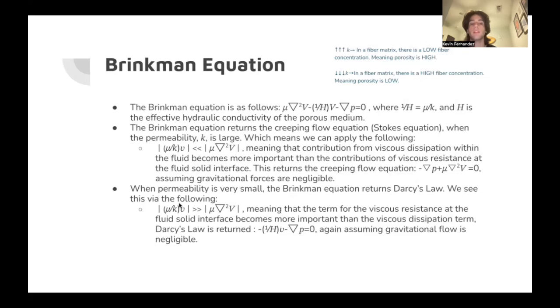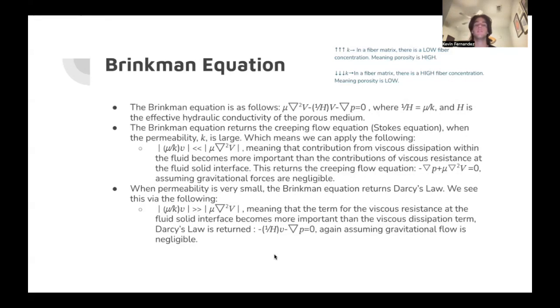However, now looking at the case when permeability is very small, the Brinkman equation returns Darcy's law, because when you're making K small, this number now blows up because the denominator is decreasing. So now this term becomes more important, very large, and it overwhelms this term. And when we apply that, it returns Darcy's law.